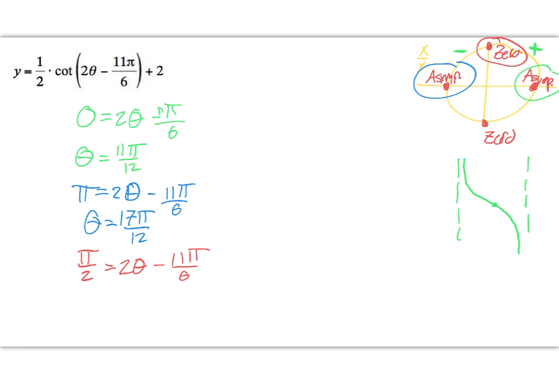I'm going to add that to the other side. That's going to be 3 sixths plus 11 sixths is 14 sixths. When we divide that by 2, we get theta is equal to 7 pi over 6. I'm going to write that as 14 pi over 12 just to keep everything in the same units. Okay, we've got a midline of 2, and we've got an amplitude of 1/2.